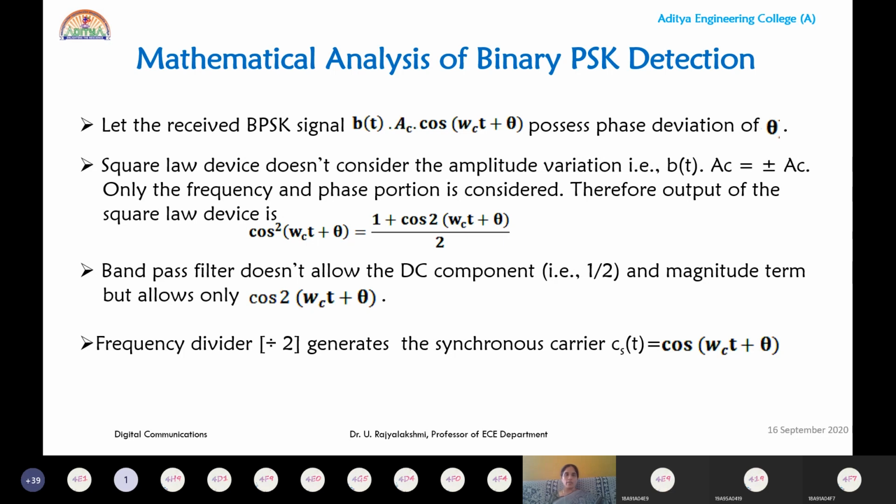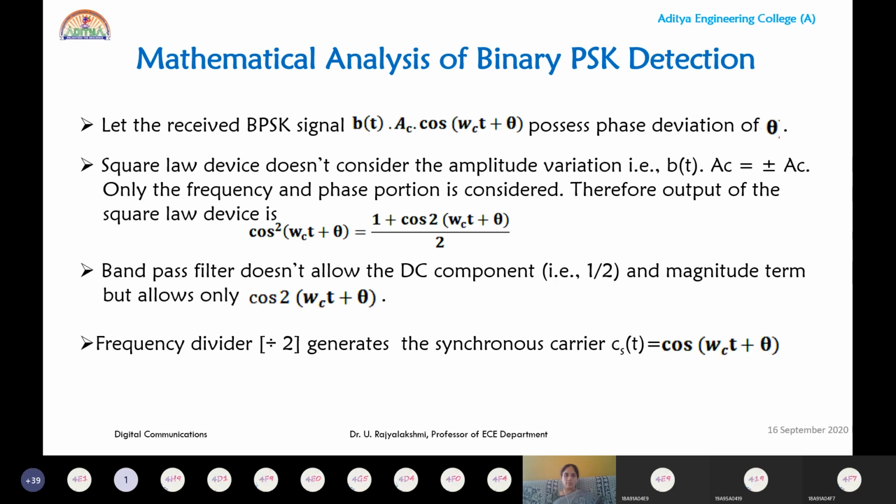Now let us go through the band pass filter. The output of the square law device is applied to the band pass filter and then to the frequency divider, so that you can generate the coherent carrier. Third point, please observe. The band pass filter does not allow the DC component. What is the DC component here? The magnitude term, that is 1 by 2. And also the magnitude term for cos(2 omega_c t plus 2 theta), the magnitude is 1 by 2. So the magnitude term will not be considered by the band pass filter. Here the band pass filter eliminates the DC component and magnitude term.